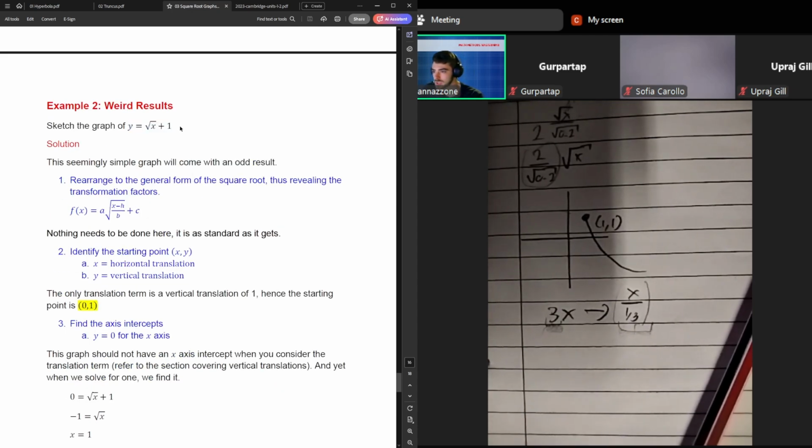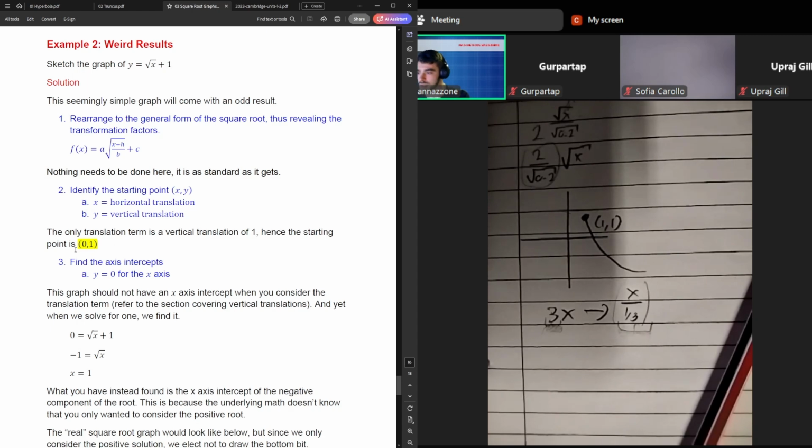So, we're going to try and sketch this square root. It's a nice and simple one, just to make it easier to start with. Square root x plus 1. The only thing that's going on there is we're shifting up by 1. Shouldn't be anything crazy. Shift up by 1 means you're starting at the coordinate (0, 1).